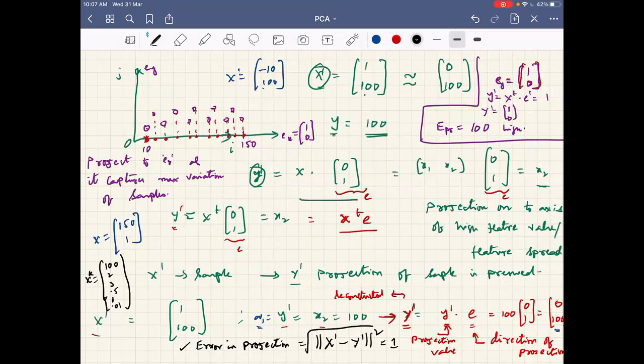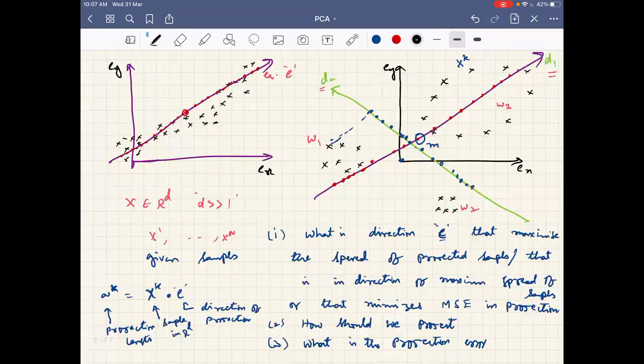So then what would we discuss during that time? What is the good direction, ideal direction for projecting the samples? Any answer on this? Our direction is as maximum spread.